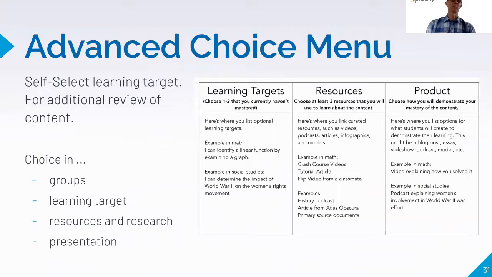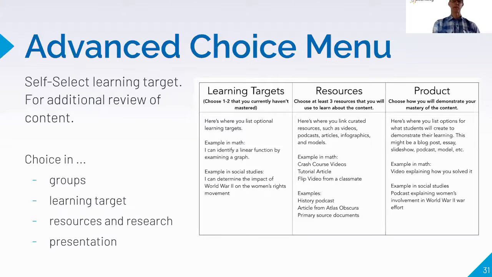Advanced choice menu is more getting into self-selecting a learning target. So a student wants to focus more on this skill or this standard and improve in that area. In this case, they choose a learning target or targets, okay, that they haven't mastered. They then pick the resources that they'll use to learn about it, and then they choose the product that's going to show off their mastery of the content.